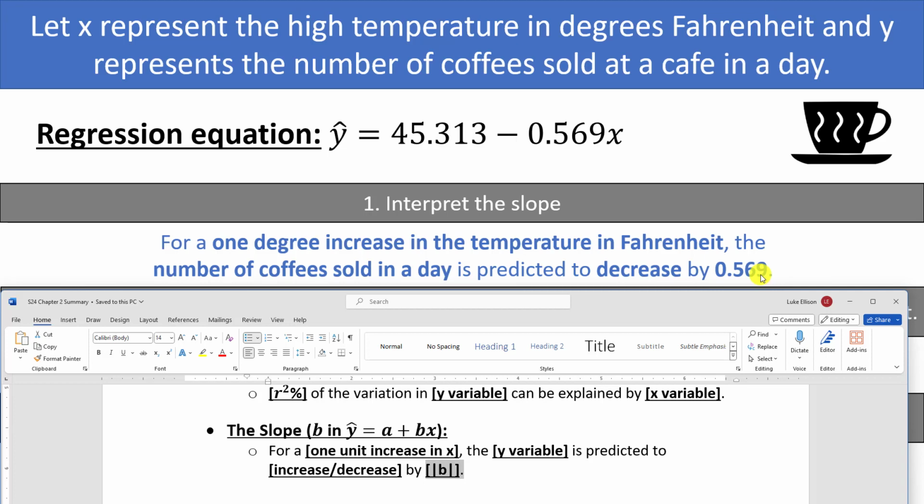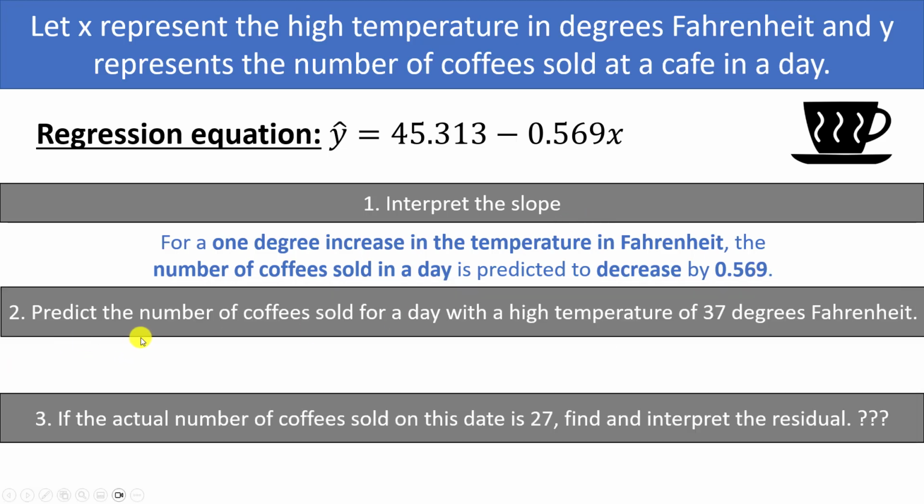So every time the temperature goes up by 1 degree, we're going to expect to sell a little bit less coffee, about half a coffee on average, or maybe you'd say for every 2 degrees, we're going to be selling about 1 less coffee. Next, we're asked to predict the number of coffees sold in a day with a high temperature of 37 degrees Fahrenheit. All you have to do is plug 37 into that formula, and you should get out 24.26. So if the temperature was 37 degrees, we'd expect to sell about 24 or so coffees.